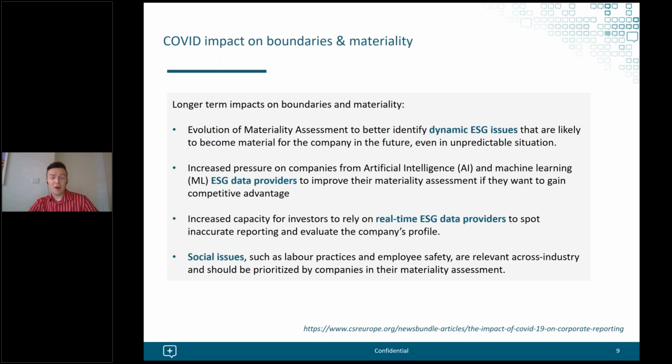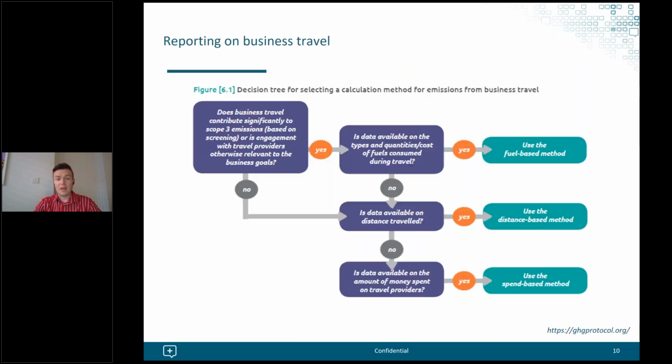Today we're focusing on the environmental side, but of course there's a whole huge area around social issues as well, which are covered within the context of COVID, that companies will definitely be focusing on beyond the E in ESG.